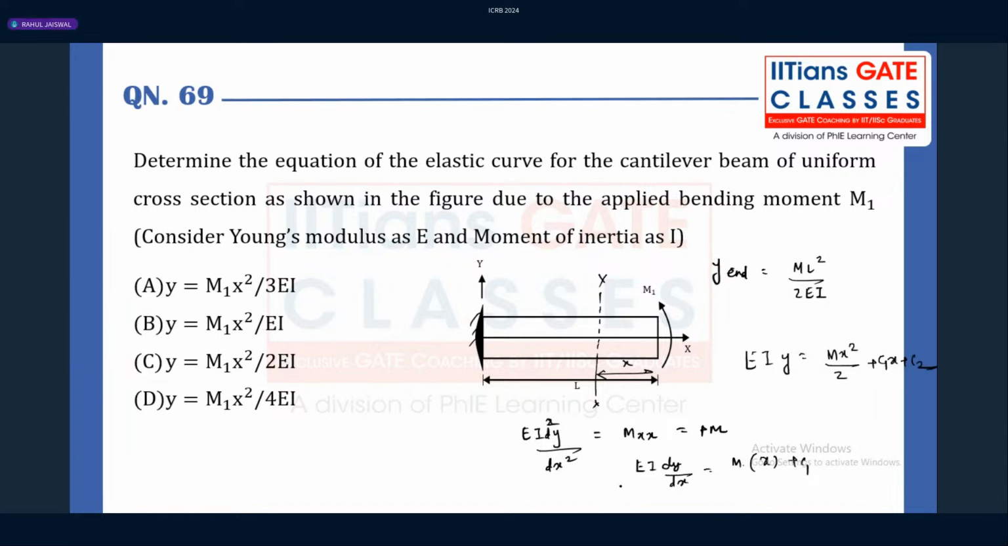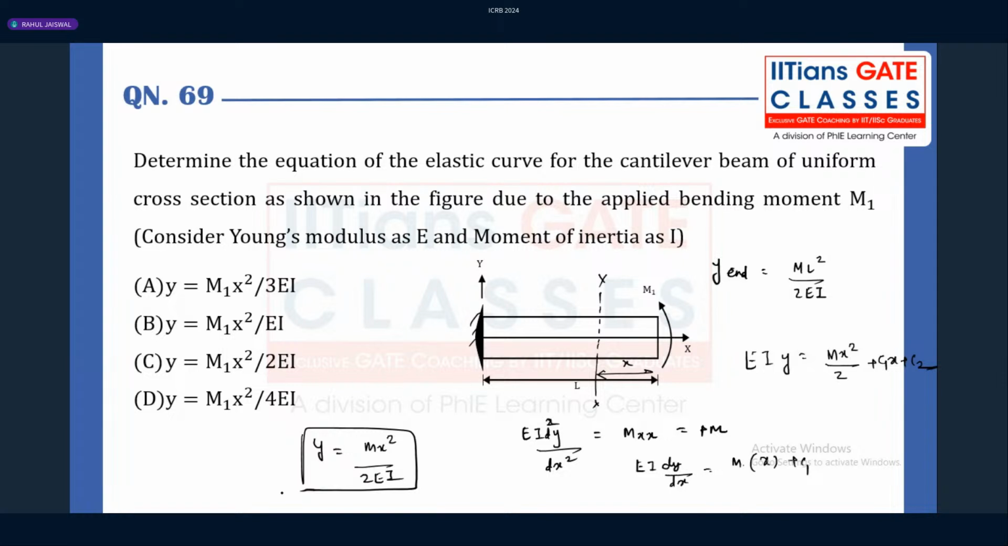If you put the boundary condition at x equal to L, the deflection will be 0, and at x equal to L, slope will be 0, you can get C1, C2. And the final equation will be what, guys? Mx square divided by 2EI. We can calculate the deflection by using this particular formula.